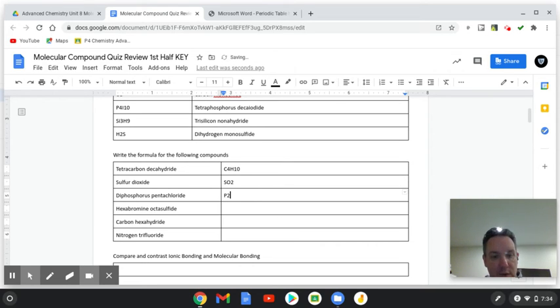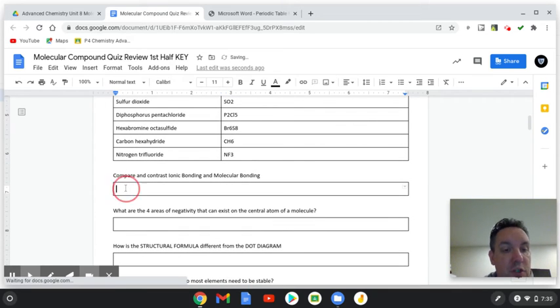Diphosphorus would be P2. Pentachloride, Cl5. Hexabromine, Br6. Octasulfide, S8. Carbon, no prefix, so we're just going to put C. Hexahydride would be H6. And then nitrogen has no prefix, so N. Trifluoride, F3.